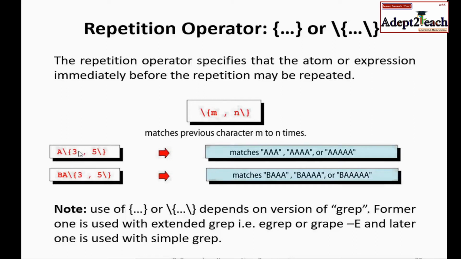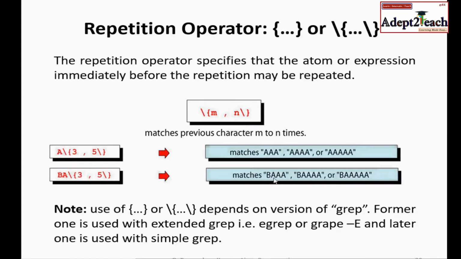So 3 minimum repetitions and 5 maximum repetitions. Likewise, in the second example, let's see B and A, then a slash 3, comma 5. Now, in this case, it will not look for BA. It will only look for one character at a time, which is preceded by your slash. So it will look for A, which should be at least 3 to 5 times, but before that, a B you have put as a mandatory character.